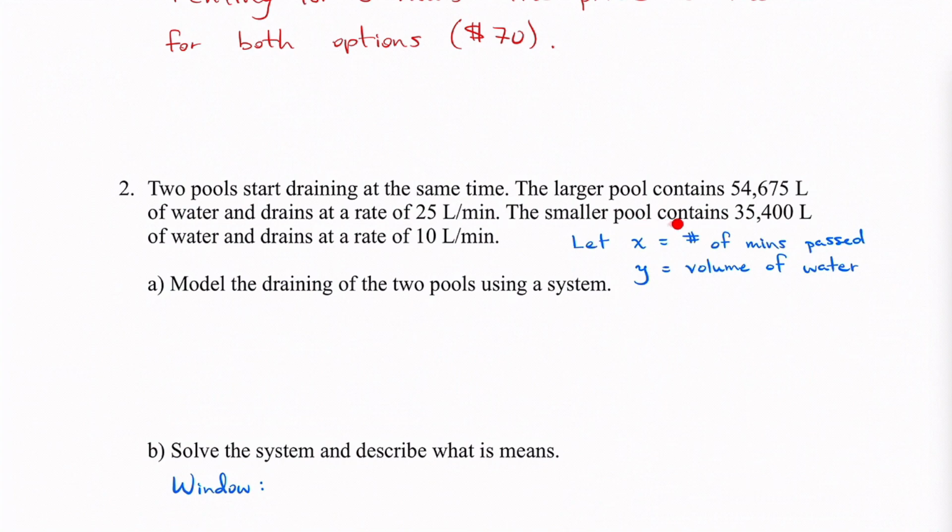And the smaller pool contains 35,400 liters of water and drains at a constant rate of 10 liters per minute. So the smaller pool drains more slowly, and the larger pool drains a lot quicker.